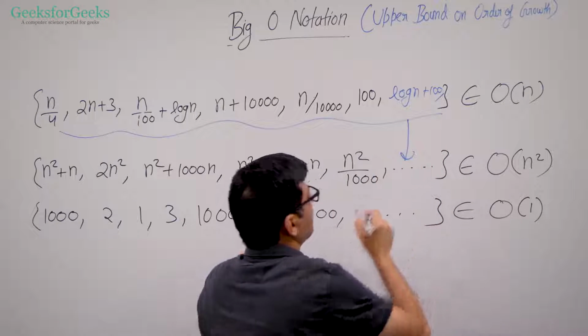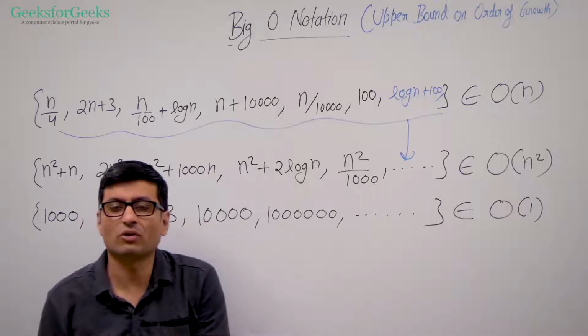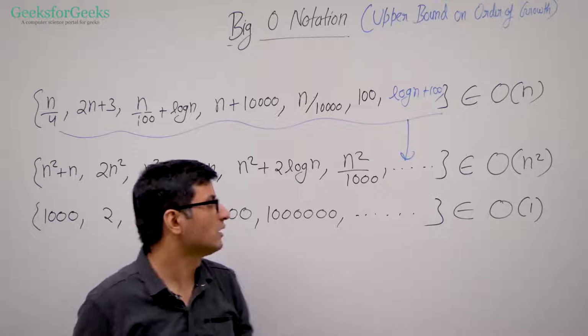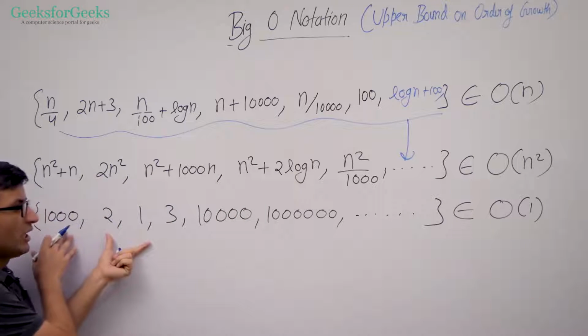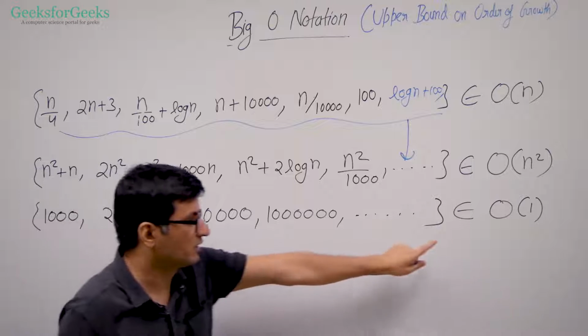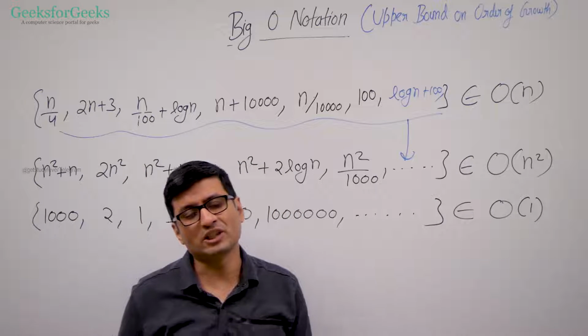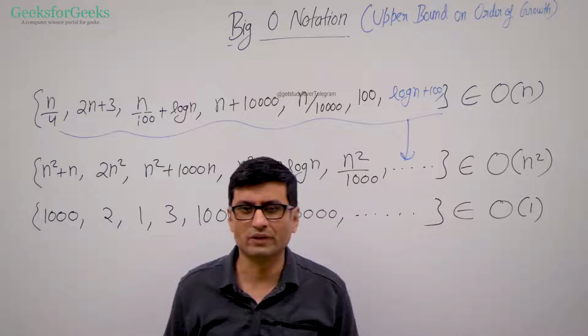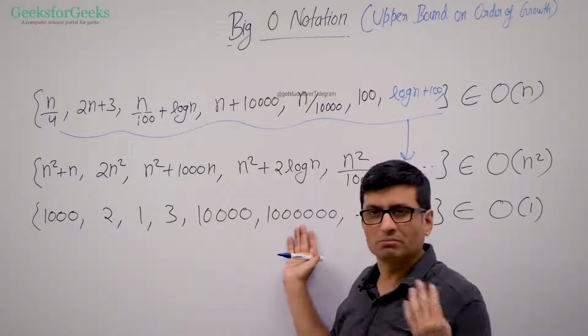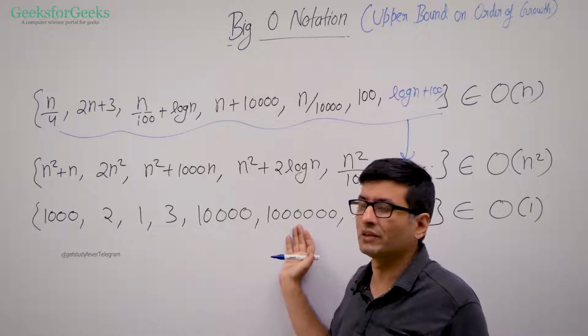They are also part of big O of n square because they have order of growth less than n square. All the constant values come under big O of 1. It does not matter how big your constant is, as long as it does not depend upon n. Even if it is this big or bigger than this, if it is a constant, it's big O of 1.